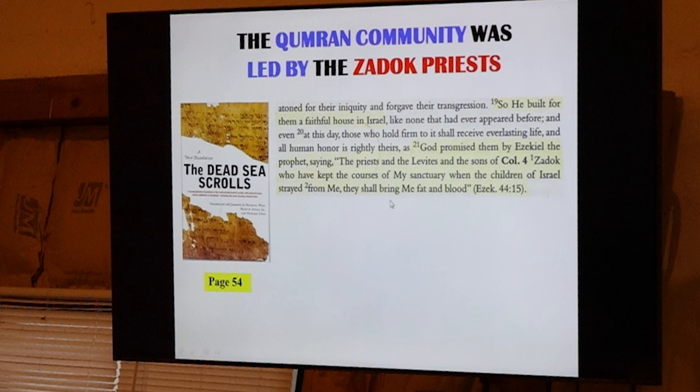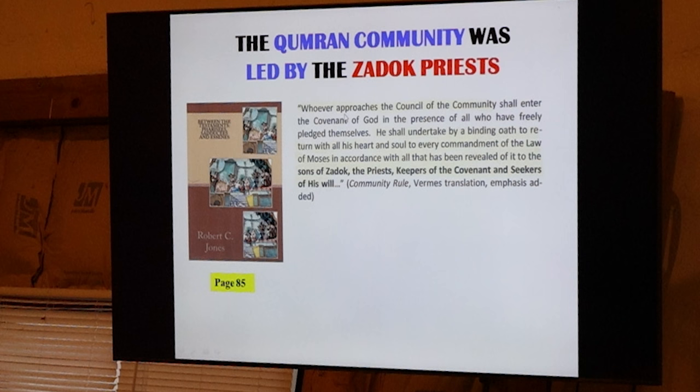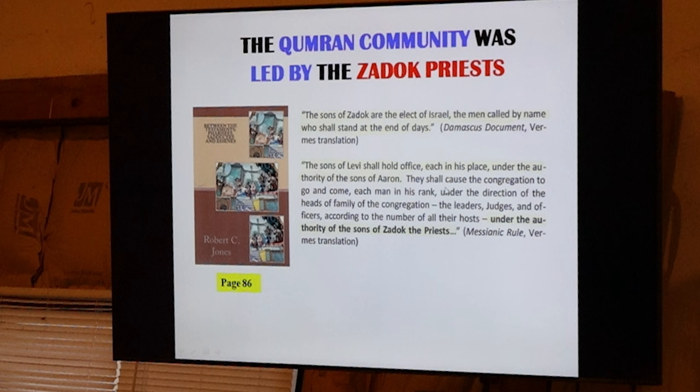And here it says, this is from the scrolls, whoever approaches the council of the community, he shall undertake by a binding oath to return with all of his heart and soul to every commandment of the Torah in accordance to what's been revealed to it by the sons of Zadok, the priests, the keepers of the covenant and the seekers of his will. Another example from the Dead Sea Scrolls.